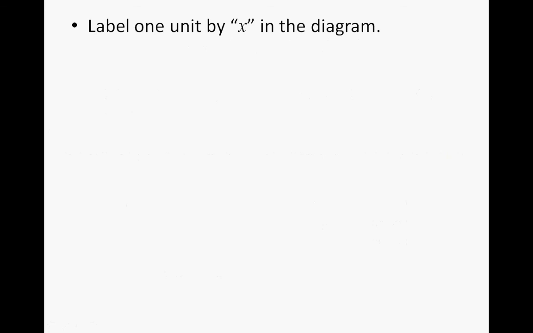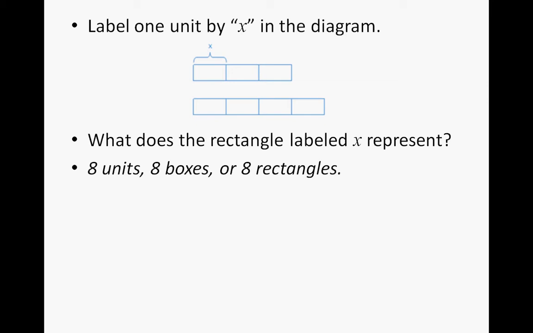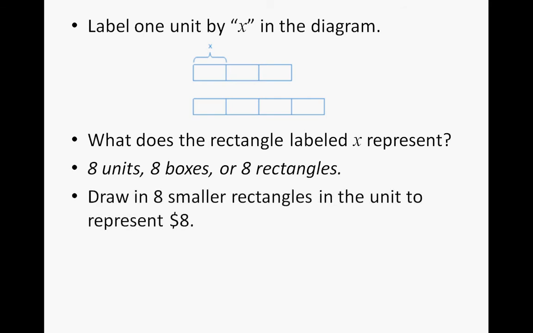Alright, so we're going to label one unit by x in the diagram. That's going to represent one of the units in our set of boxes. So what does a rectangle labeled x represent? Well, it's going to be 8 units, 8 boxes, or 8 rectangles, depending on how you want to describe it. So draw in 8 smaller rectangles in the unit to represent $8.